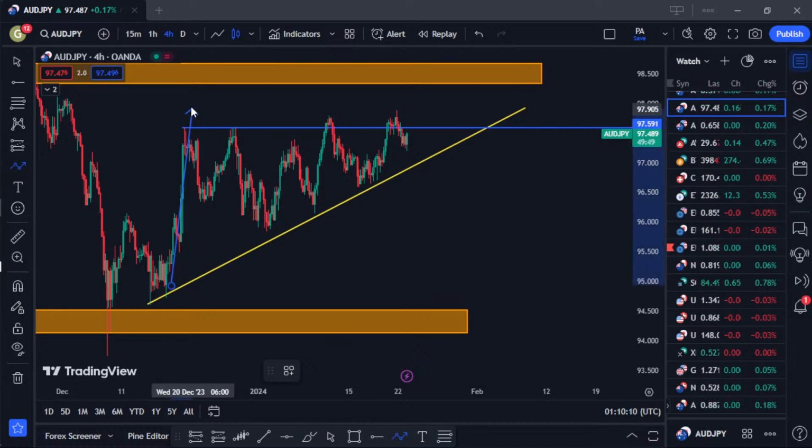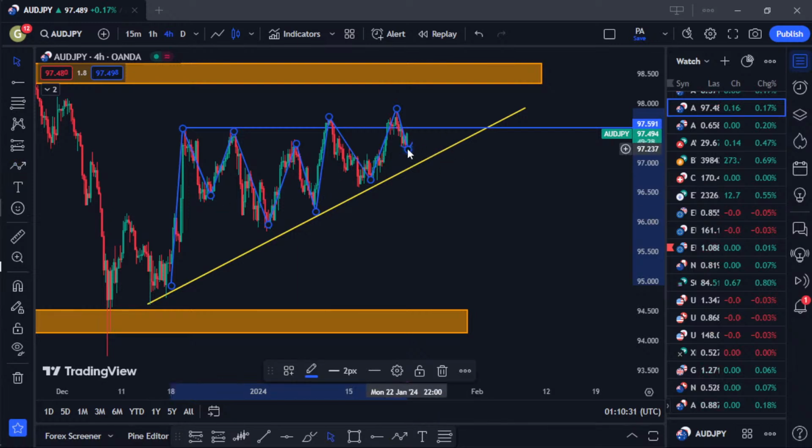You can see from here, it came here, came here, came here. You can see that the buyers are gradually overtaking the market. Right now the market is here. This is a clear sign that this market is actually in an uptrend. To trade this sort of market, the best thing you should do is wait for this market to come back to this point here.